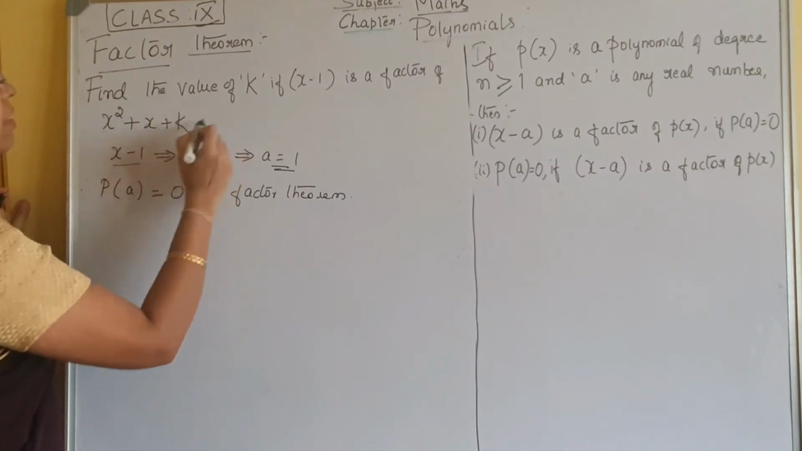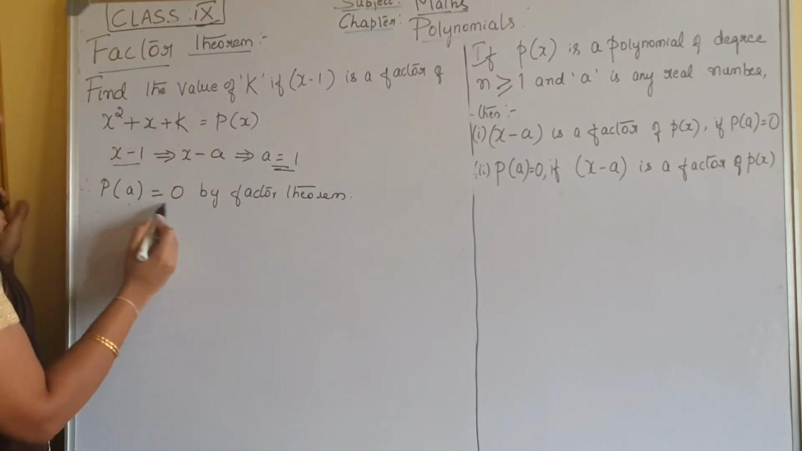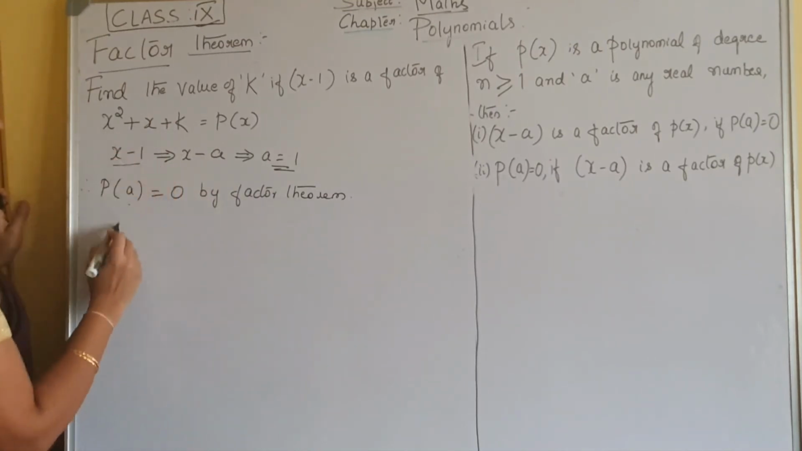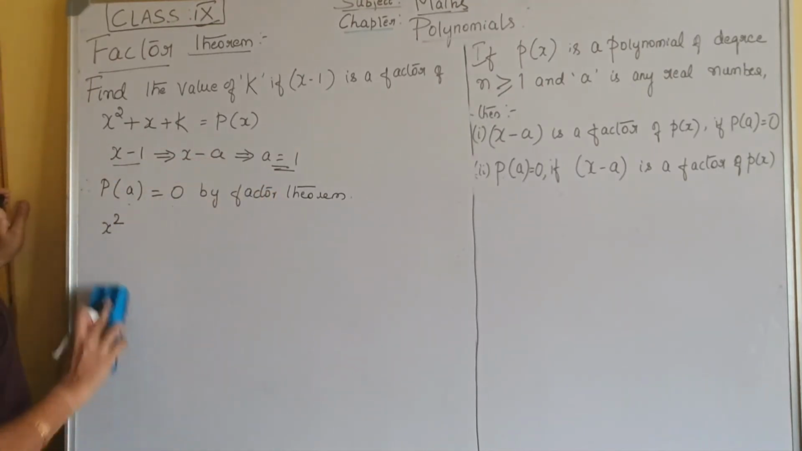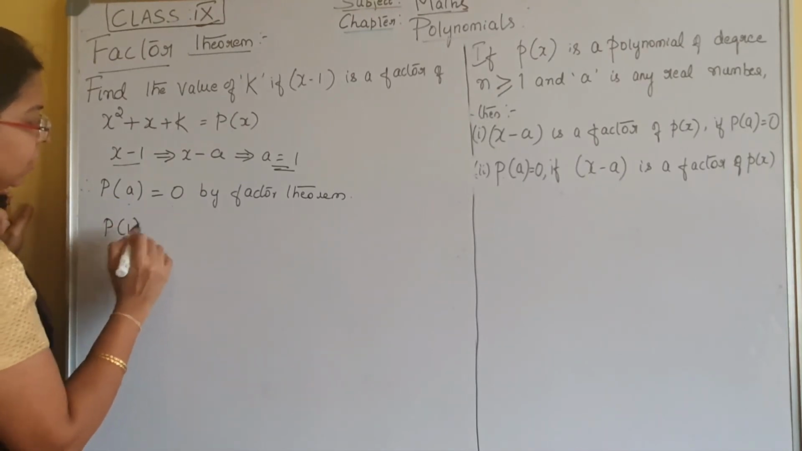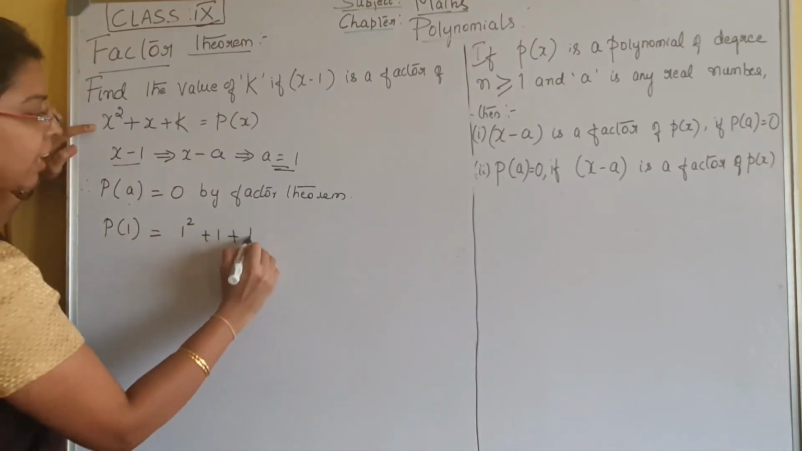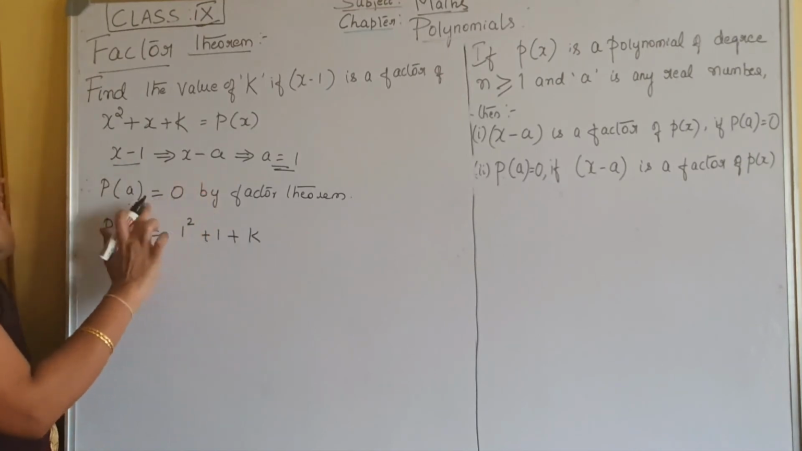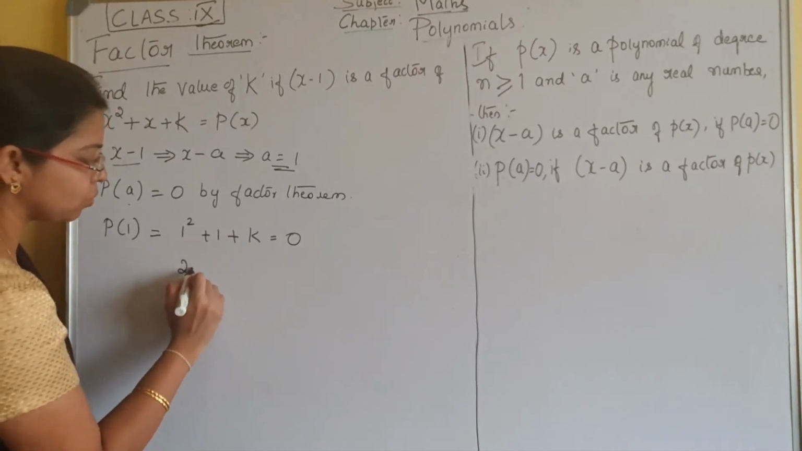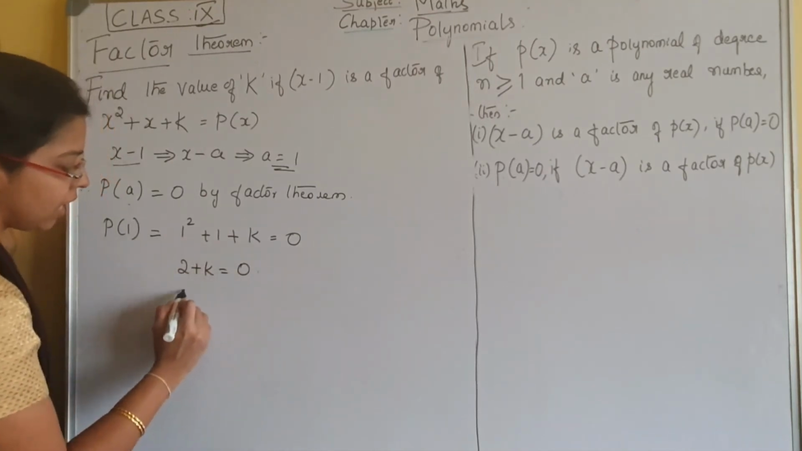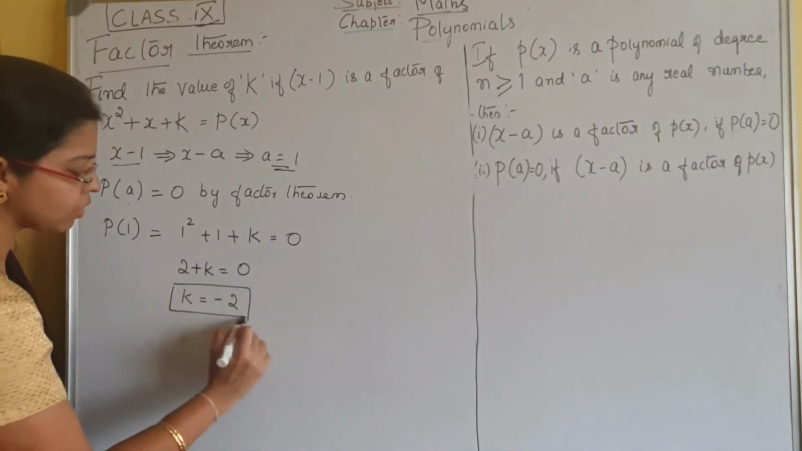So write this. This is equal to P of x. Okay. And now P of a is equal to 0 by factor theorem. Now we will equate this. x square, we have the value a as 1. x square plus, P of 1. What is P of 1? 1 square plus 1 plus k. What is that equal to? Is equal to 0. So 1 plus 1 is 2. 2 plus k is equal to 0. And k, you bring this 2 to the right hand side, which will give you the value of k. Therefore, k is equal to minus 2.